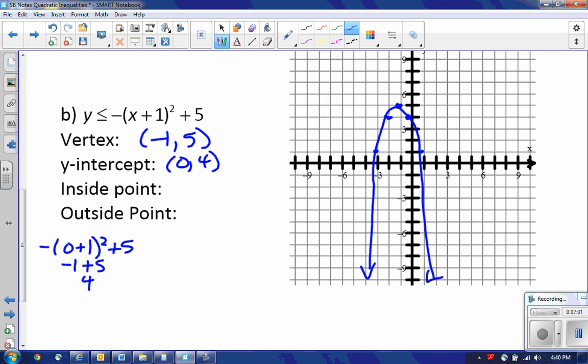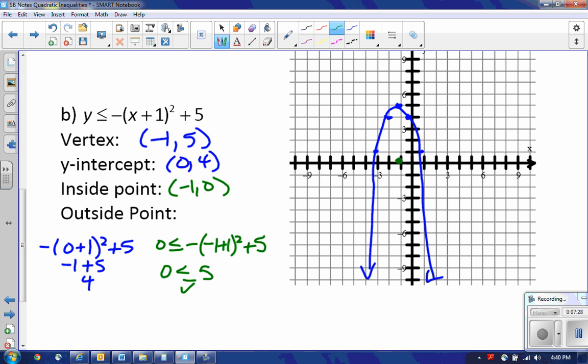And there's my parabola. For test points, I want one inside and one outside. I'm going to use the points, let's just go here inside, so this would be -1, 0. And when I test that, I'm going to get y is less than or equal to the opposite of -1 plus 1 squared plus 5. That's 0 squared, that's just going to give me 5.